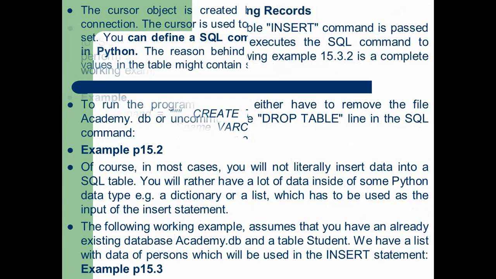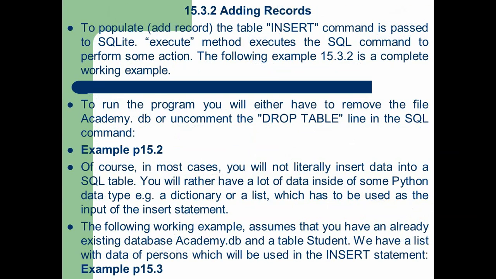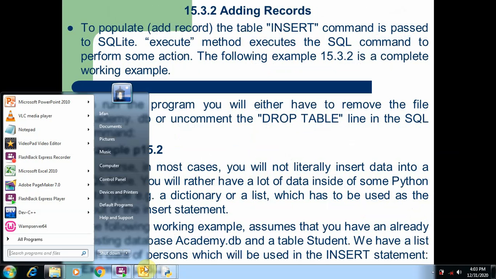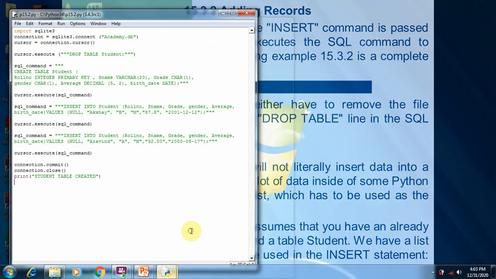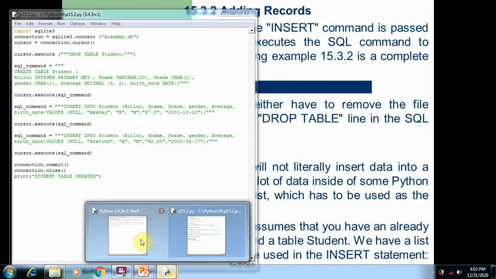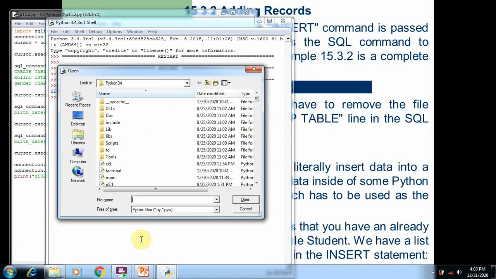After adding the separate rows, if you want to do some more actions, for the following example, assume that you have an already existing database academy.db and table student. We have a list with data of persons which will be used. So go to program 15.3, where we can see how we can fetch the data of SQLite. So open program 15.3.